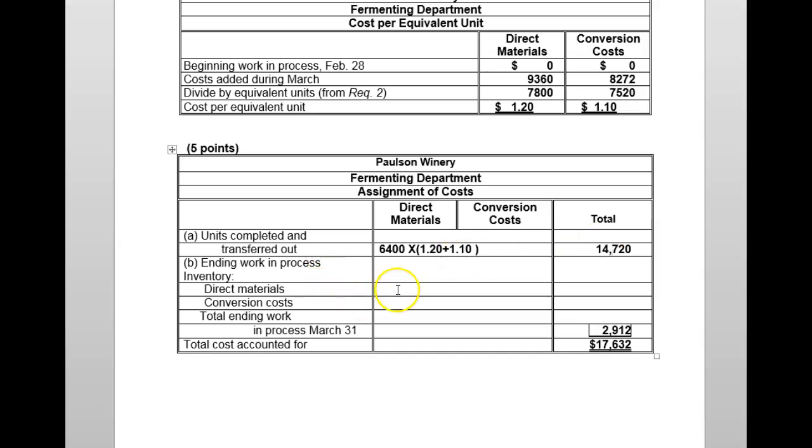The work in process is a little bit different, right? Direct materials, I have 1,400 times the 1.20. That gets it. But in the other case, I have 1,120 for the conversion cost. And see, that's why you have to split this. If I multiply those out, I'm going to come up with these amounts, and those will add to 2,912. So if I add 2,912 and 14,720, I come up with total cost to be accounted for of 17,632.